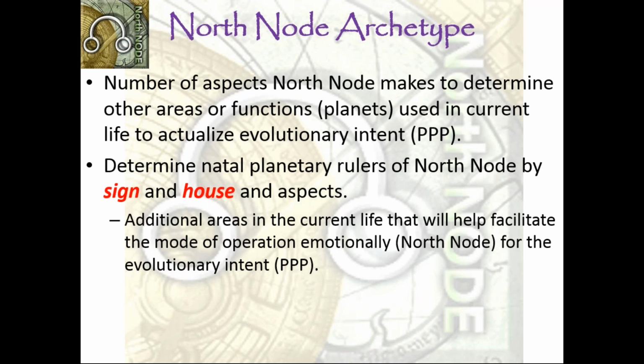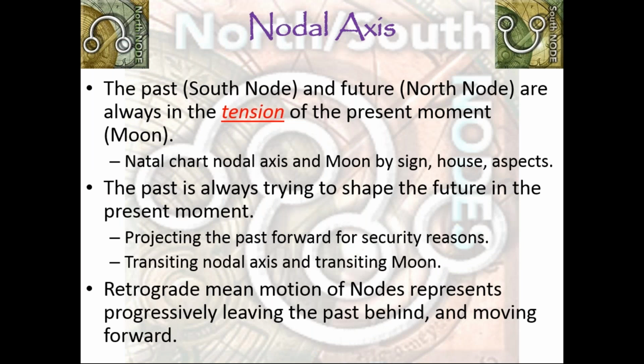You can also look at the number of aspects that North Node makes to determine other details used to move the soul forward with its evolutionary intent. And of course, the same thing here. You will look at the planetary rulers of the North Node by sign and house, and where they are by sign, house, and the aspects they make to fill in even more details. We'll try to use these as example as we look at our chart for this class.